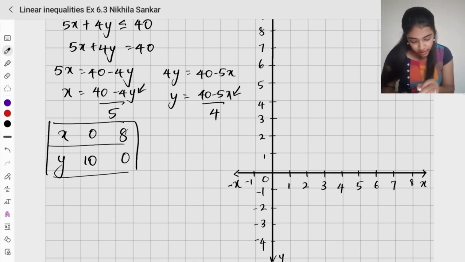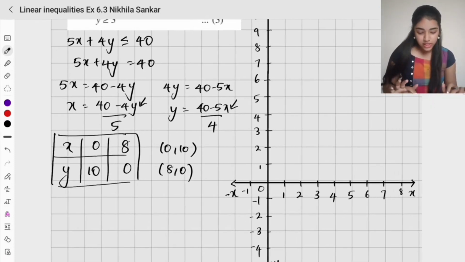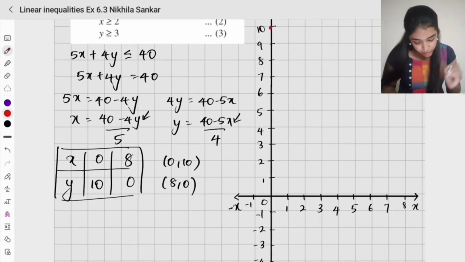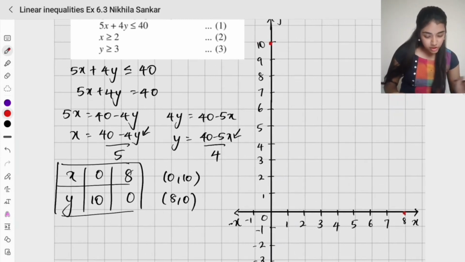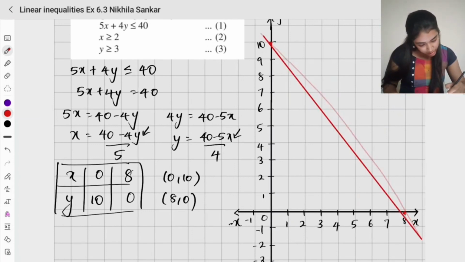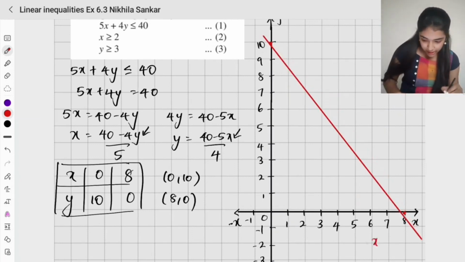So what are the solutions going to be? 0, 10 and 8, 0. So 0, 10 and 8, 0. Now shall we draw the graph for this? 0, 10 is going to be this point. 0, 10 and 8, 0. So it is going to be this particular point. Now if I join these two, I'll have this. So this is going to be the equation of 5x plus 4y equals 40.